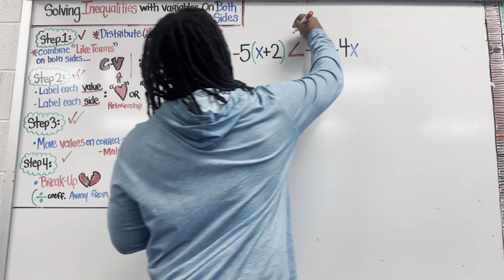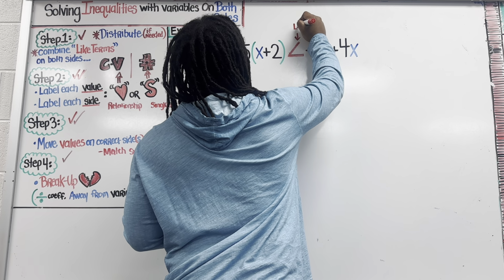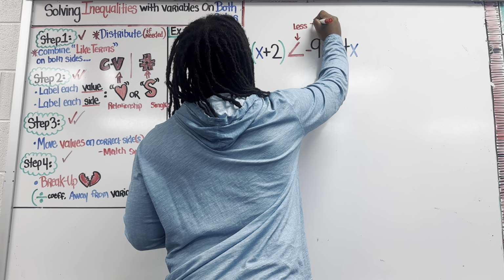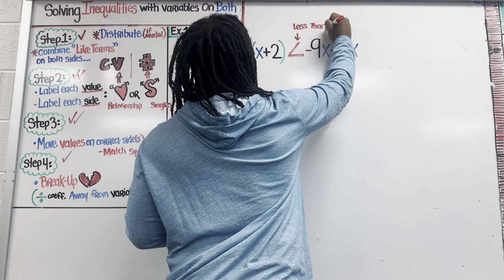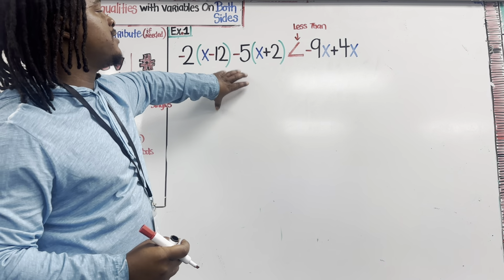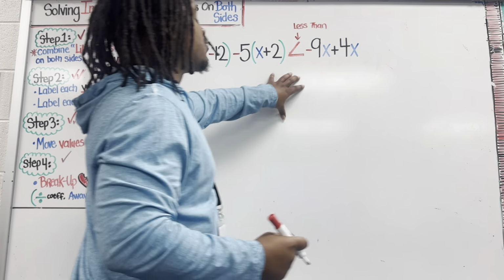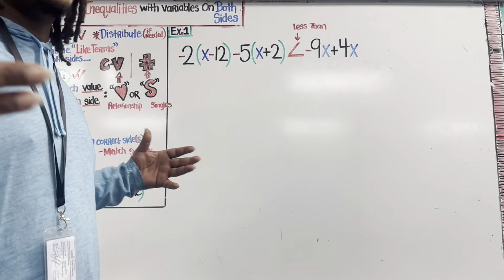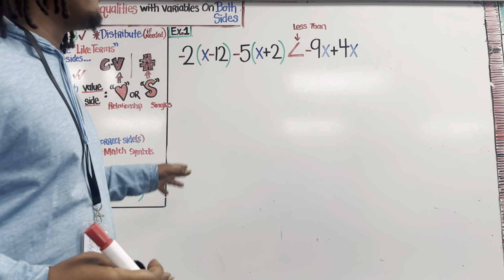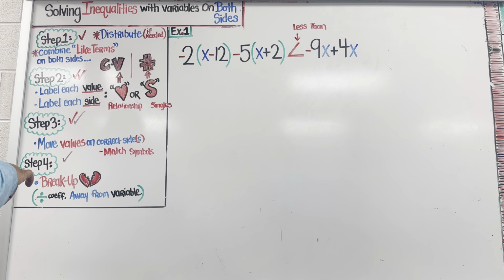Once again, guys, this sign right here represents less than. So for particular values of x, the value of this side will be less than the value of this side. We're trying to find the range of x values that will make this whole inequality true. Let's go ahead and solve.